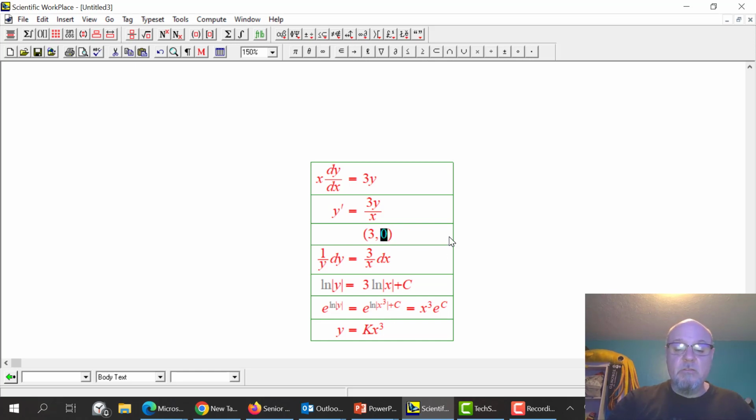If I would have picked a different initial condition, like 3, 27, just to pick numbers, then y would be 27, x would be 3, so I'd get 27 equals k times 27, so k equals 1. I would have got a unique solution. That's because at the point 3, 27, I'm not dividing by 0 here. The y prime is defined.